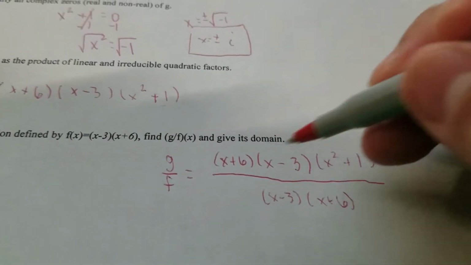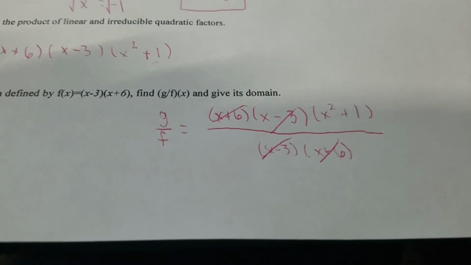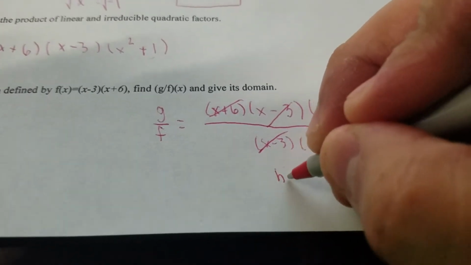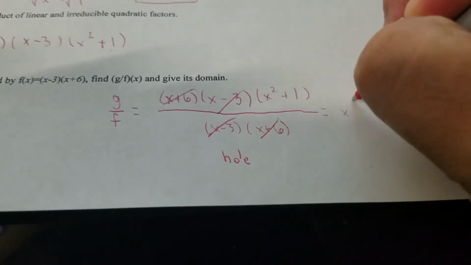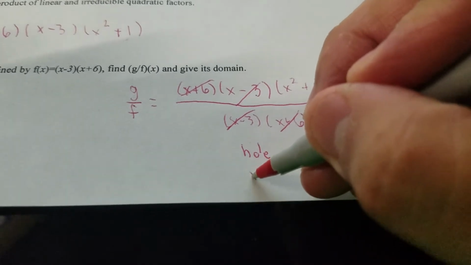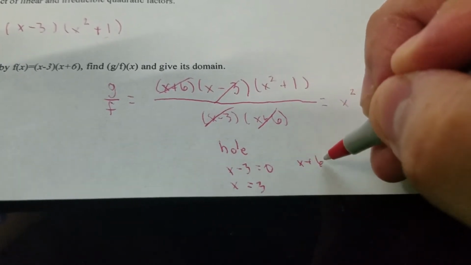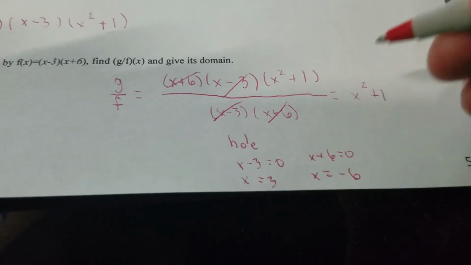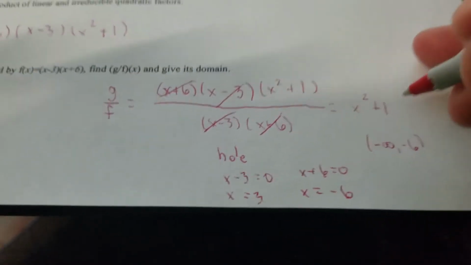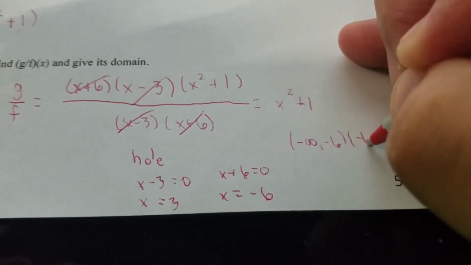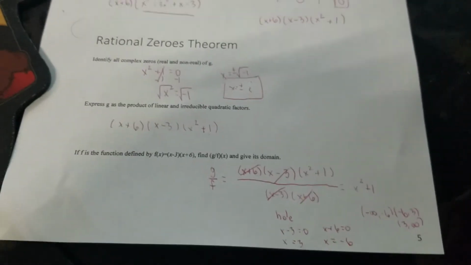So what I'm going to see here is that these will cancel. Okay, they will cancel. And remember, when I cancel something on the top and on the bottom, that creates a hole. So when I divide this, all I'm left with is x squared plus 1. But since I created holes here at x minus 3 equals 0, which means I have a hole at x equals 3, and x plus 6 equals 0, so at negative 6 I also have a hole. So my domain here would be from negative infinity to negative 6, and then negative 6 to positive 3, and then 3 to infinity. Okay, so long problem, kind of hard one.